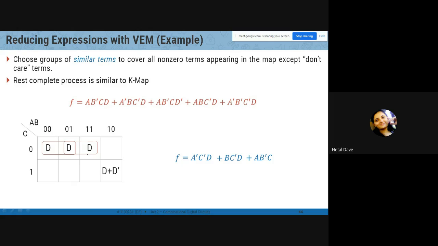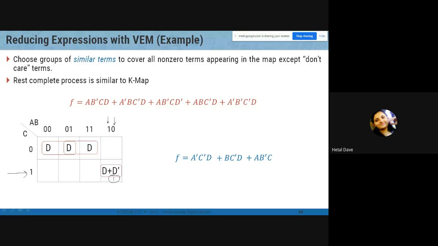Is there any doubt? The last group is D or D bar. But D or D bar is equal to 1. So actually the group is only for 1. We should not check any variable value because no value will be cancelled. Only one cell is there. Okay. So for this cell, the value of A is 1, the value of B is 0, so B bar, and the value of C is 1, so it is C. So this is the equation.